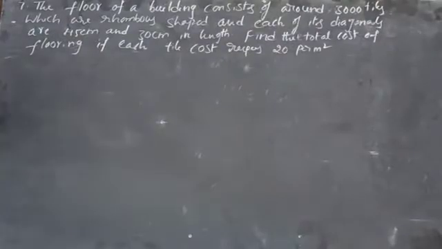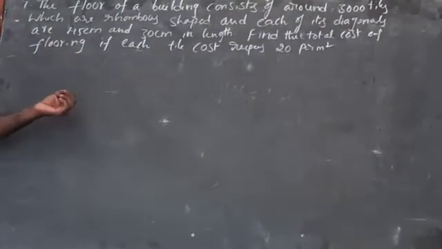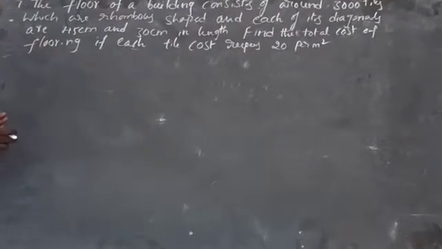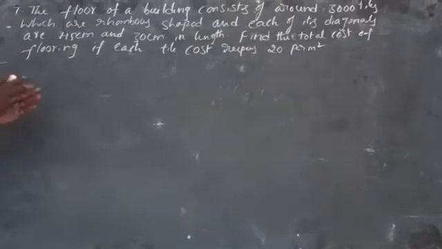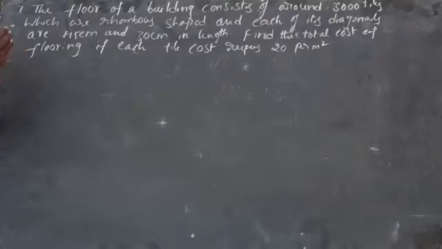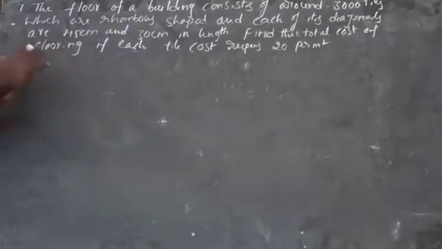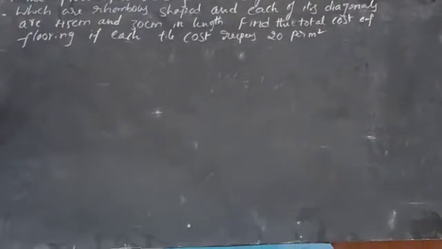That means 1 meter square, how much cost? 20 rupees. So 1 meter square, that means one tile is fixed on the floor, its cost is 20 rupees. The tile is in the shape of a rhombus. When one tile is fixed on a floor, the tile is occupying a place on the floor, and that occupying place is called the area of the rhombus.